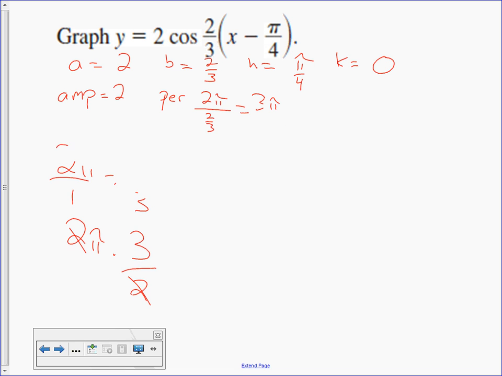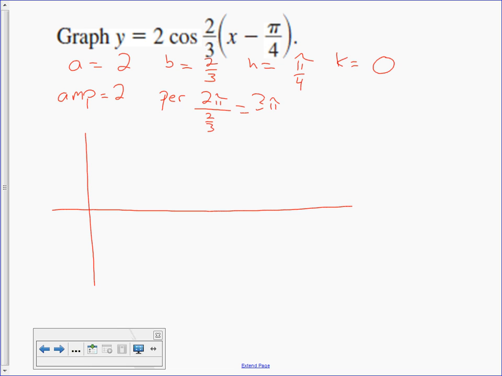So move this stuff out of the way. So now, I go ahead and I'm going to start with my parent function. 3 pi over 2, 3 pi over 4, and then let's see, what do you think that's going to be? I'm going to say 3 pi over 8. Is it 3 pi over 8? It's not. It's totally not.